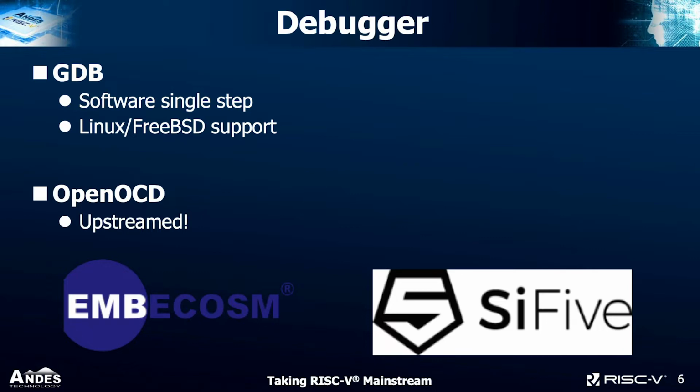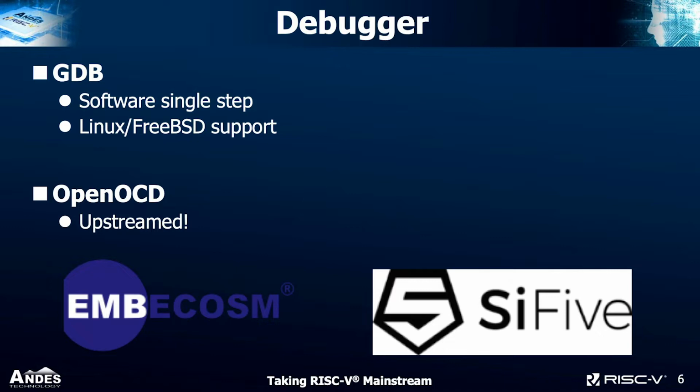The next is the debugger. The debugger is a very important thing in your development cycle. Thanks to Mikasa and the SiFive guys who continue to contribute, the debugger is more stable now. GDB gained support for software single step last year, and Linux and FreeBSD platform support. That means you can use GDB natively on RISC-V Linux or FreeBSD. OpenOCD was in bad shape last year, but today it's upstreamed and getting more stable.